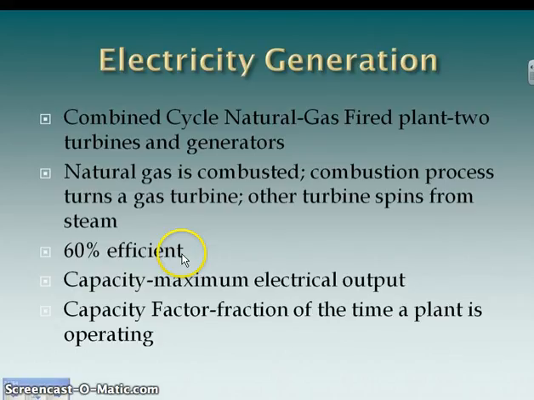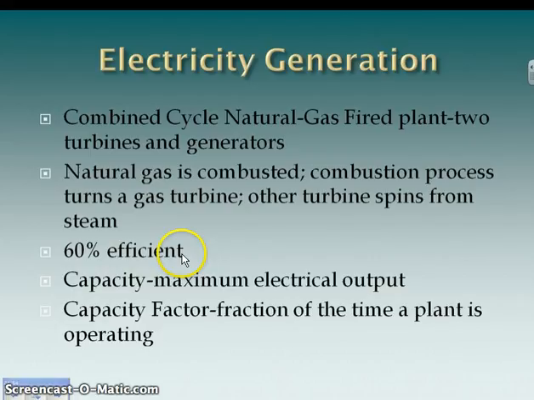I want to mention something called capacity as well. The capacity is the maximum electrical output of a power plant. So, for example, when a power plant is operating, it has a maximum capacity. That's the amount of power or electricity that can be produced. And in the book it talks about a capacity of 500 megawatts. So what that means is if the plant operated for 1 hour, it would make 500 megawatt hours. If it operated for 24 hours, it would make 12,000 megawatt hours. Okay, and so that's capacity.